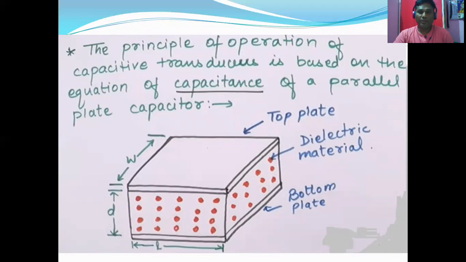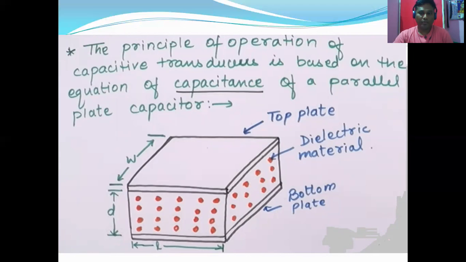So the principle of the operation of a capacitive transducer is based on the equation of the capacitance of the parallel plate capacitor. Let us consider this diagram. Two plates are put in parallel, which means in between the two plates we have some gap. That gap is filled with dielectric material, occupying the gap between the two plates.